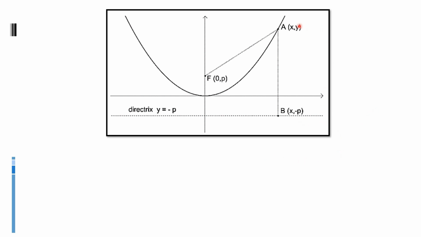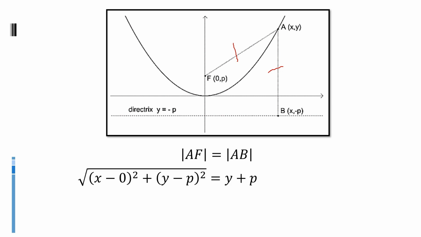So, as we said earlier, this point is equidistant from here and here. Meaning, the distance here is equal to the distance here. Therefore, AF is equal to AB. Since AF is diagonal, we use the distance formula. So we have the square root of x minus 0 squared plus y minus p squared is equal to our AB, which is vertical, so we just subtract the y's. So we have y minus negative p, so that is y plus p.